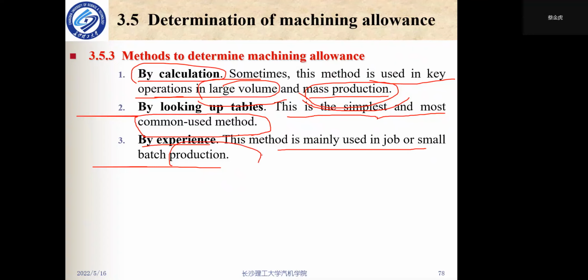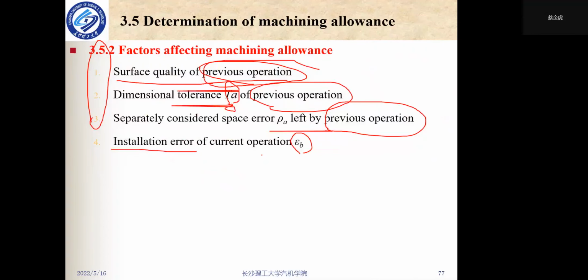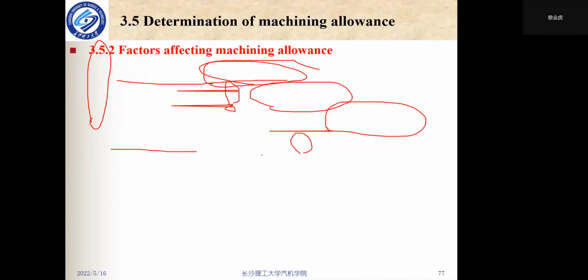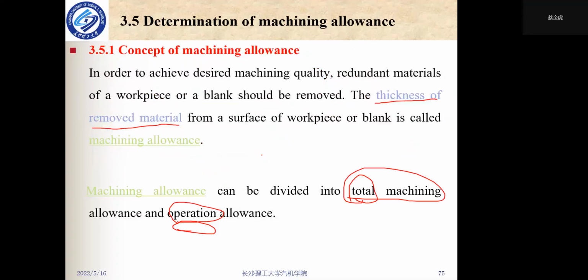So we have then the determination of machining allowance. The first one we have is the concept of machining allowance. Well, the machining allowance means the thickness of removed material from a surface of workpiece or blank is called machining allowance. And it can be divided into total machining allowance and operation allowance.